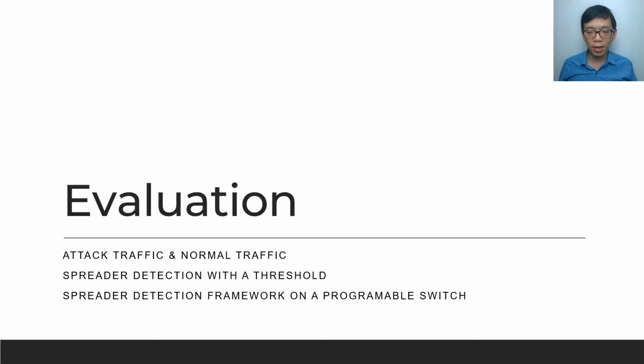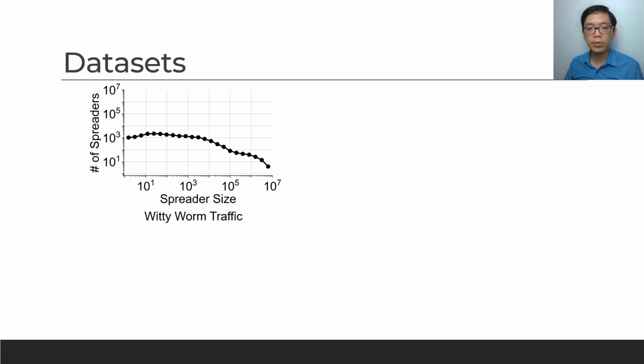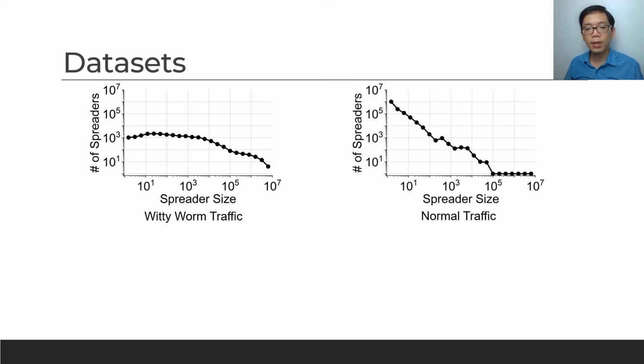So in this part, we test our algorithm in different cases: attack traffic, normal traffic, and spreader detection. In our experiment, we use two datasets. The first one is attack traffic, and the second one is normal traffic.